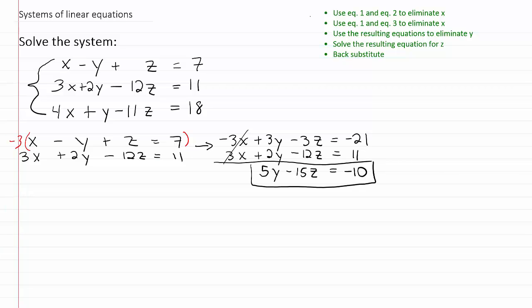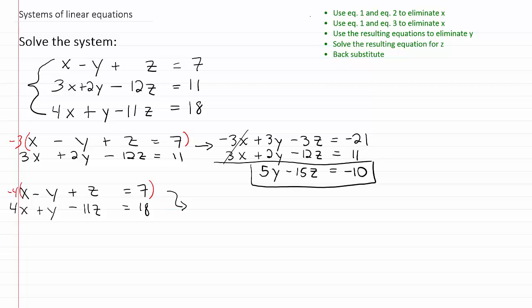We're going to take equation 1 and equation 3. So here's equation 1 again: x minus y plus z is equal to 7. Here's equation 3: 4x plus y minus 11z is equal to 18. So I'm going to multiply the top equation by -4, and that should eliminate x again. So we'd end up having what?